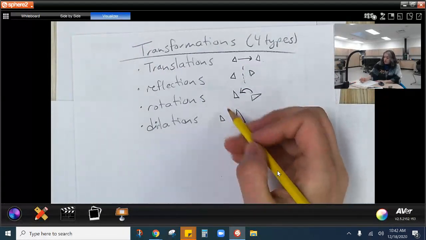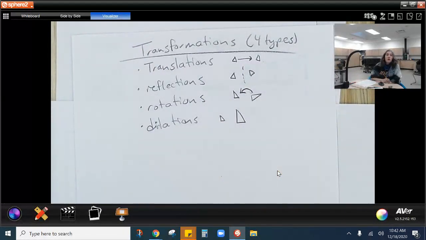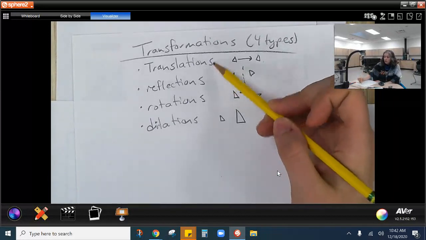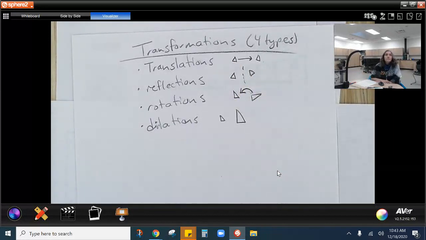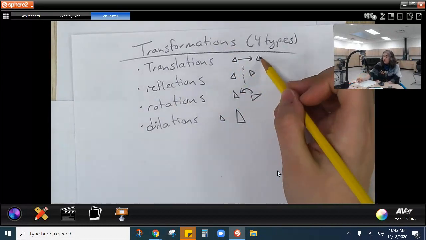And then dilations, right? You should be able to know what a pre-image and what an image are. And you should be able to do glide reflections because those are translations with reflections, right? So those are the 4 types. You should be able to recognize all of them, and you should be able to do these first 2 for sure.